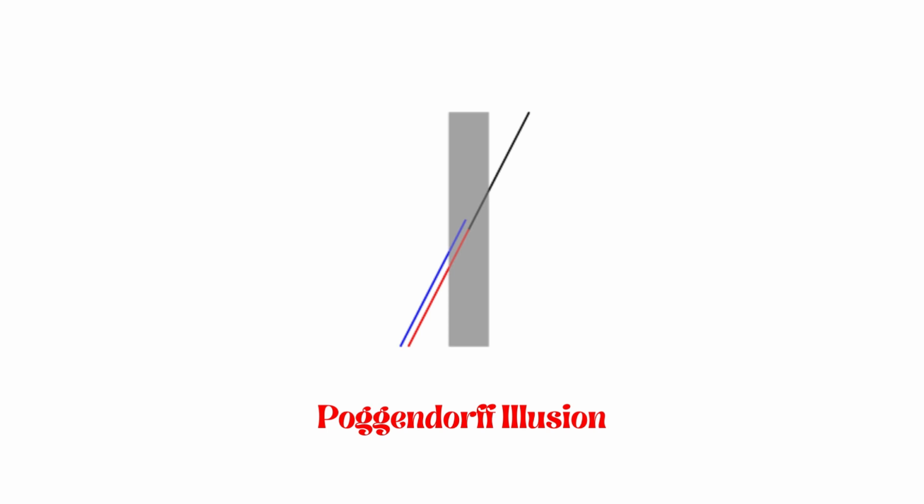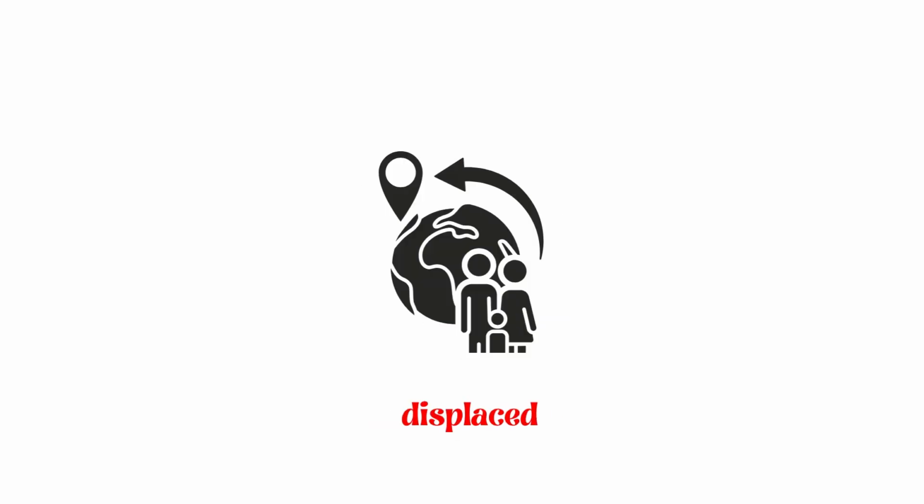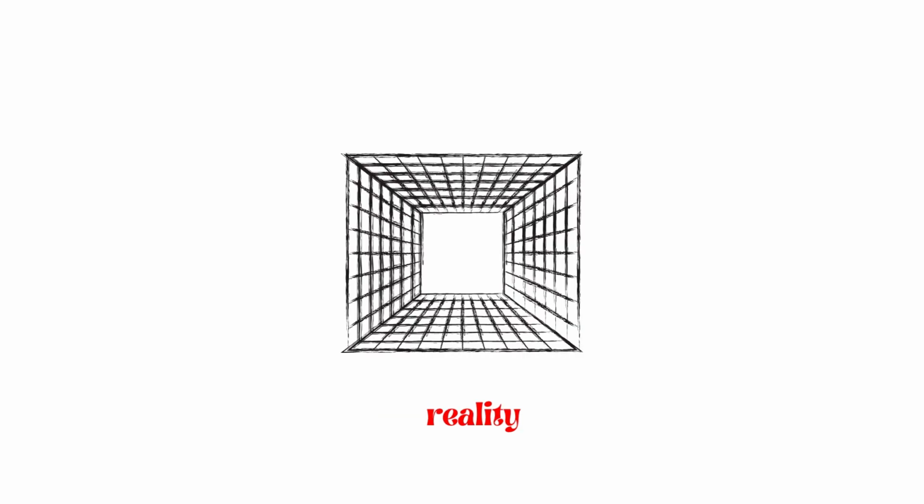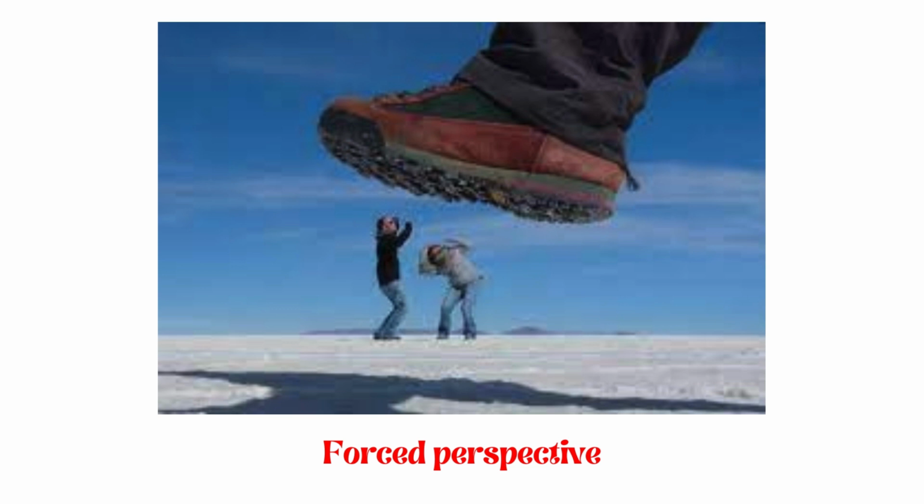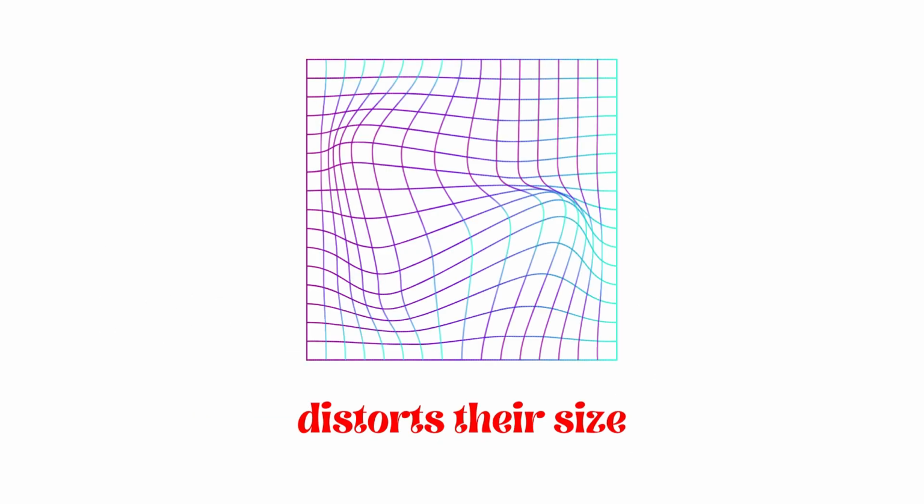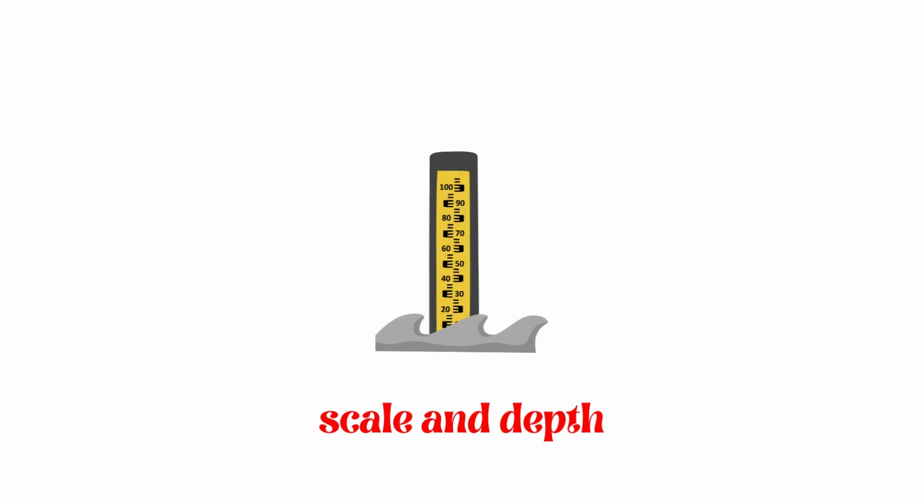The Poggendorff illusion is a visual illusion where a straight line appears to be interrupted or displaced when intersected by an angled object, despite being continuous in reality. Forced perspective is a technique that manipulates perception by positioning objects or people in a way that distorts their size and distance relative to the viewer, creating optical illusions of scale and depth.